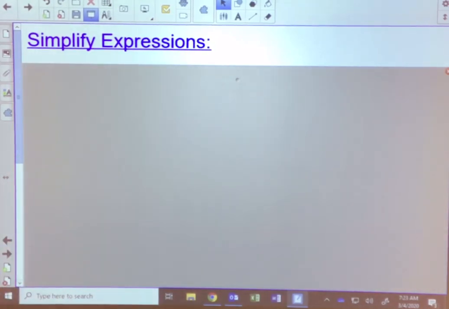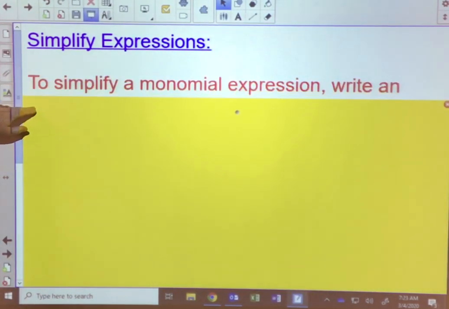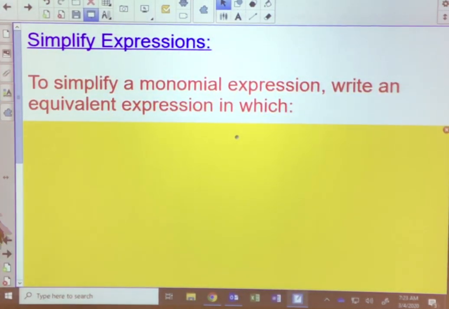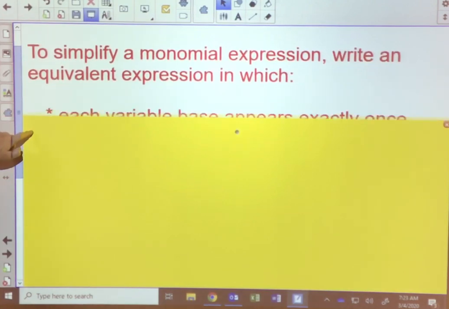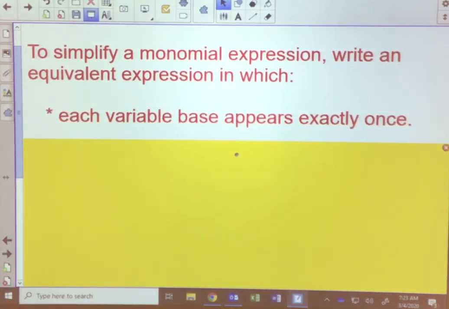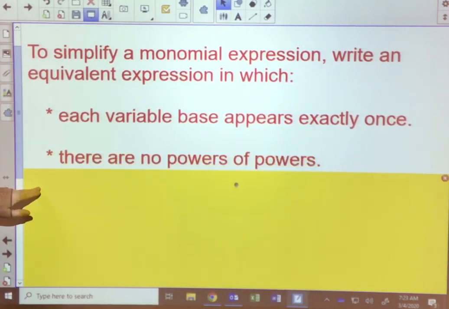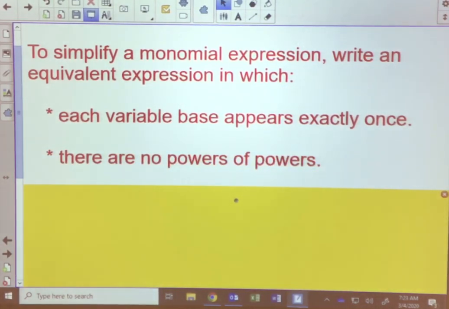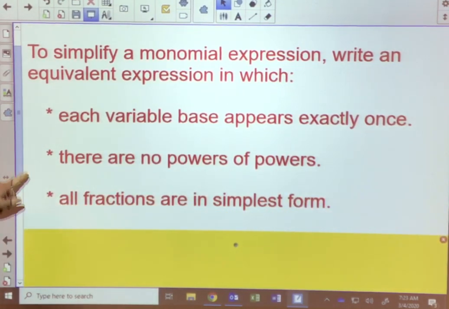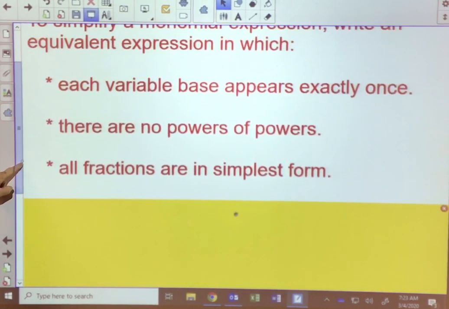Last thing we need to touch on in this lesson is simplifying expressions. So, to simplify a monomial expression, write an equivalent expression in which, there are some conditions here. The first one, each variable base appears exactly once. There are no powers of powers. And all fractions are in simplest form.